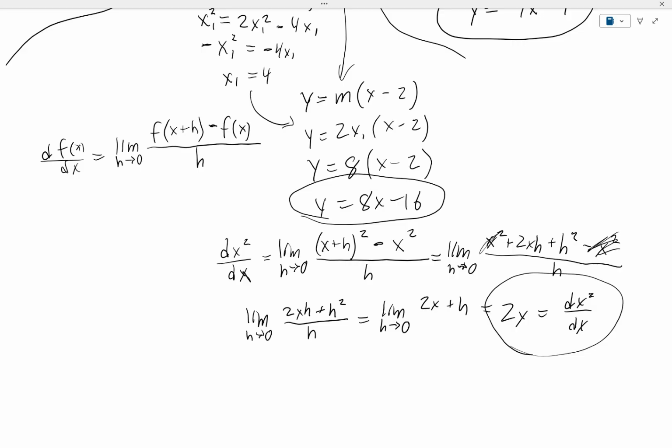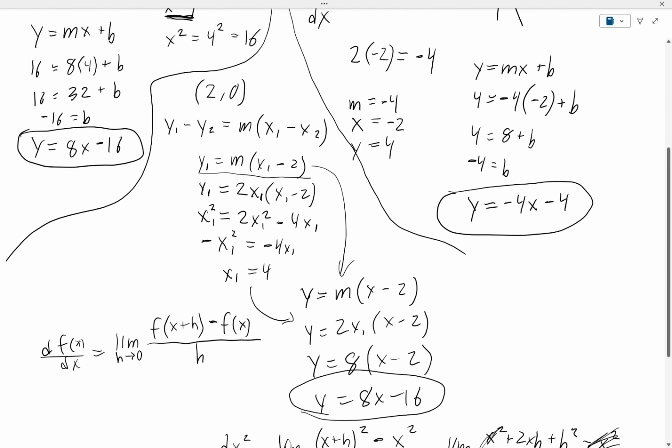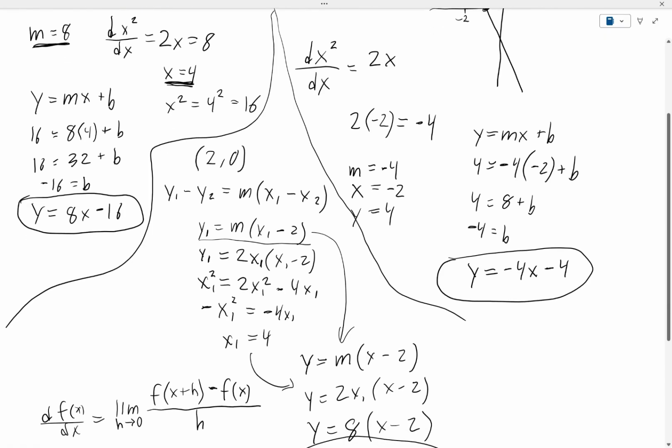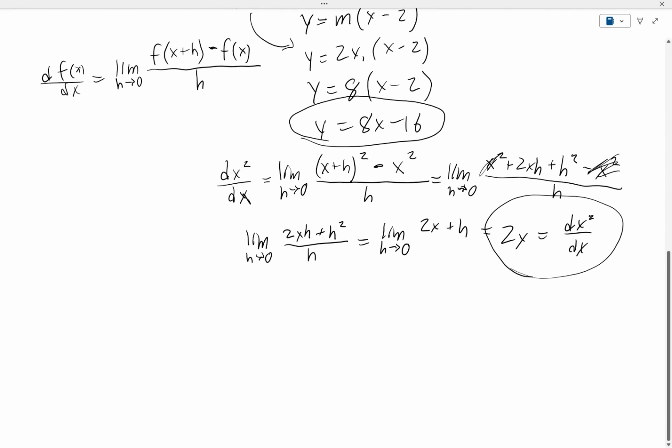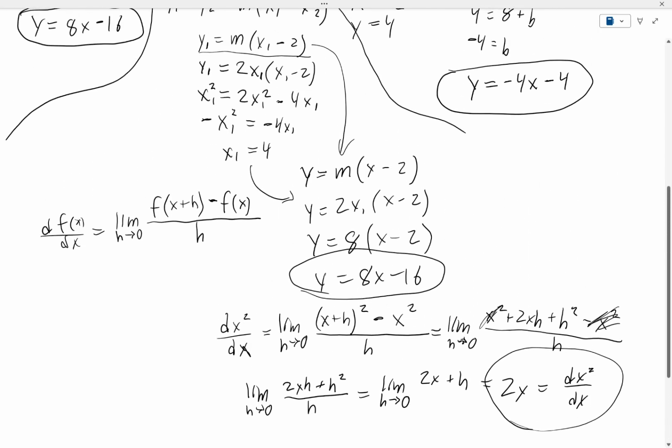So that's just another way of doing what we did up here using the power rule for derivatives. If you don't know how to do the power rule, you could have done it this way and gotten the same thing. But there we go. That's that problem done.